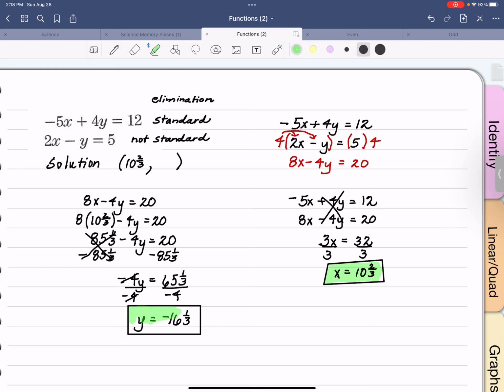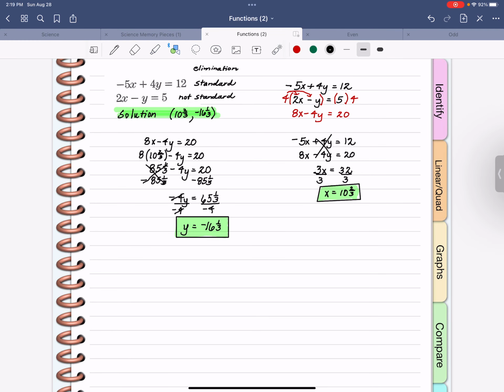Fractions are just numbers, guys. Don't let them rattle you. Use the calculator and you'll get there. So negative 16 1/3. Back in the dark ages when I first started teaching this, we didn't have calculators. They weren't allowed on the test. So we would have had to do all this by hand. It was not pleasant.